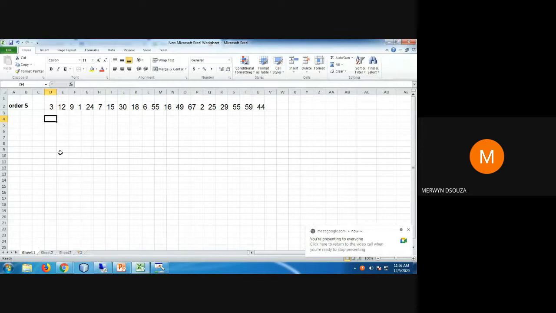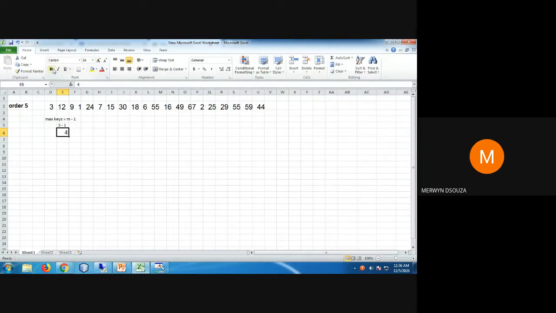Just try it. So your first step will be to calculate the maximum number of keys in a node. So the formula for that is m minus 1. So m is given here as 5. So you will have 5 minus 1, and you will get it as 4. Okay. So the maximum number of keys that you can have in a B tree of order 5 is 4. Clear?